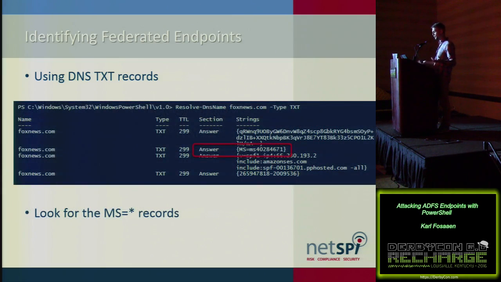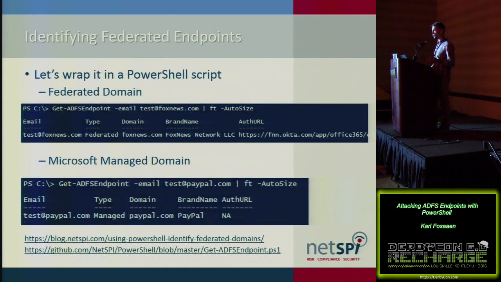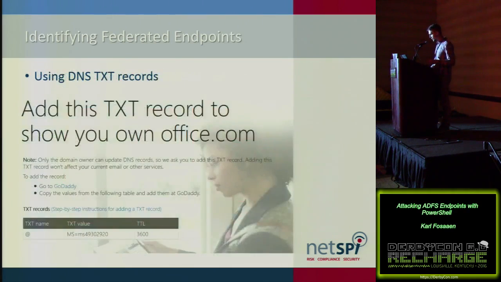Well, we can go ahead and query for that. So in Fox News' case, they've got the ms equals ms402, blah, blah, blah. So it's a good indication that they're federating with Microsoft, or at some point they were. Chances are if they decided to move away from Office 365 or something like that, maybe they forgot it in their TXT record, who knows. Additionally, you could just go to the portal website login. I guess I probably should have talked about that. Instead of using the script or instead of parsing everything, you could just go to the login and get redirected, but that's kind of a sidetrack.